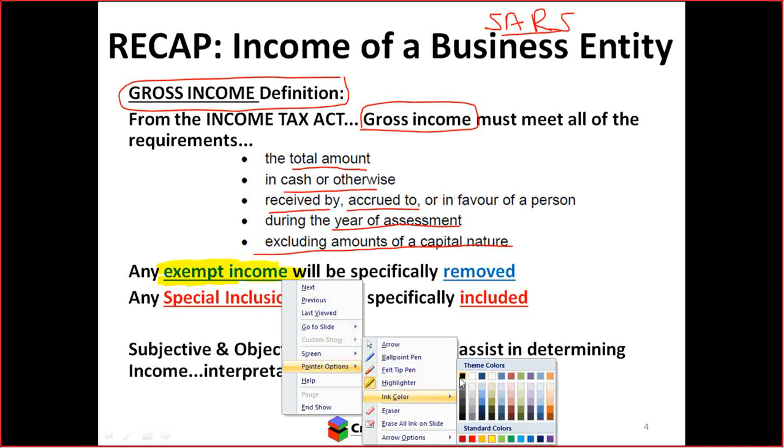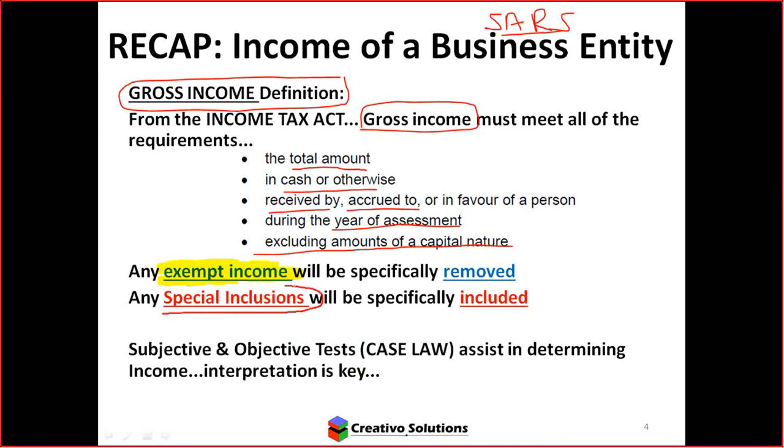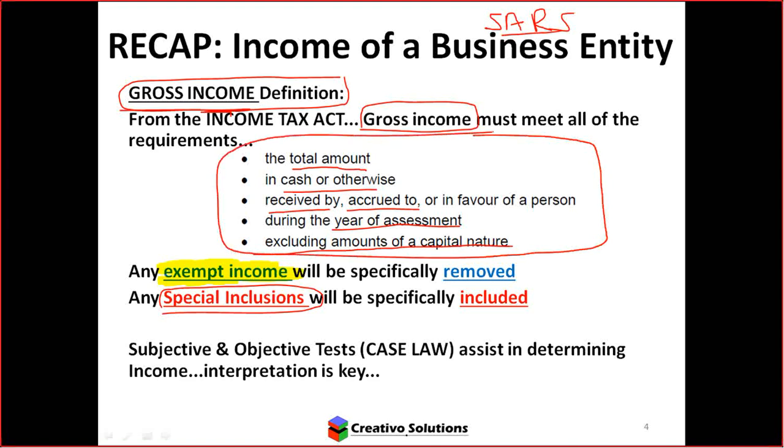And then you get income that's specifically included, meaning that it's not covered in terms of gross income, meaning it doesn't meet the definition, but you specifically include it. Those are two separate considerations in terms of income. If income is income, you cannot not include it, because SARS will want to see all the income. Whether it's exempt or not, or whether it's specifically included or not, is irrelevant. If it meets this definition, you have to include it.